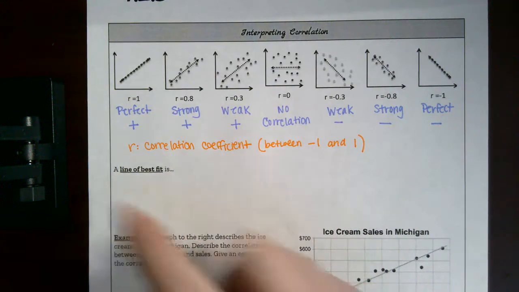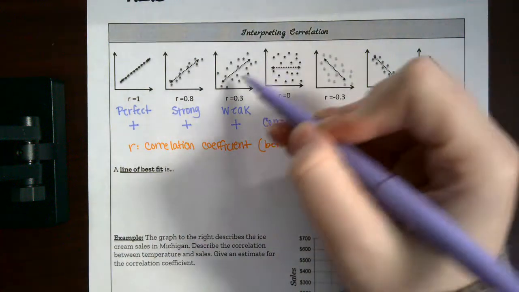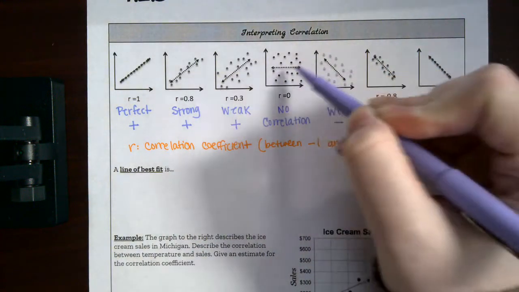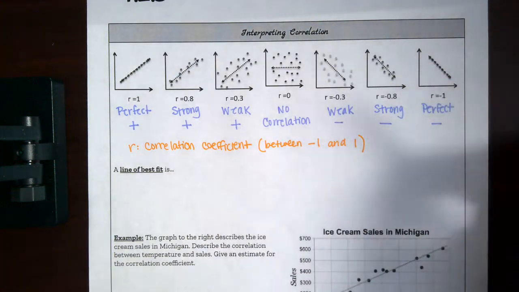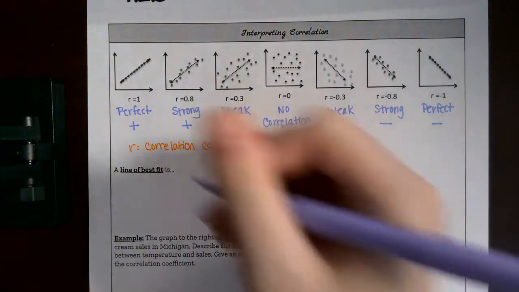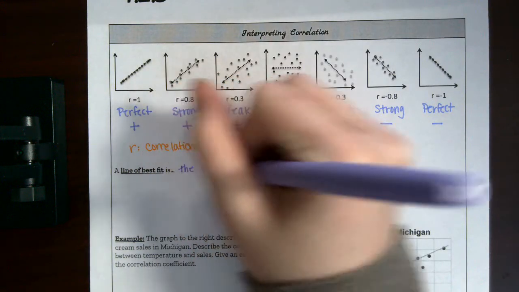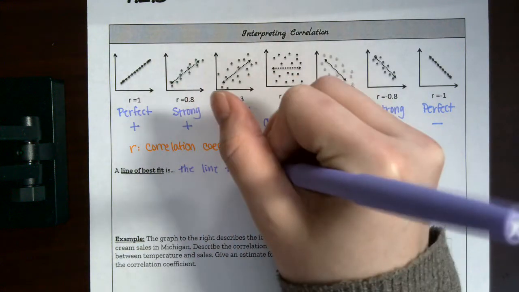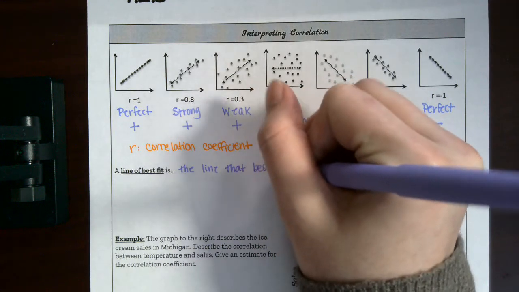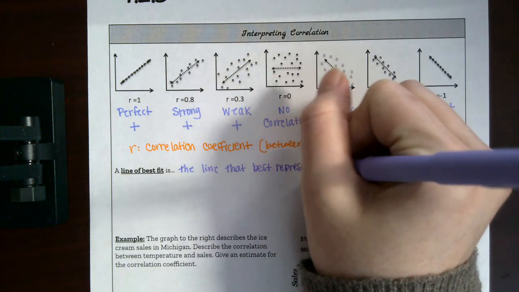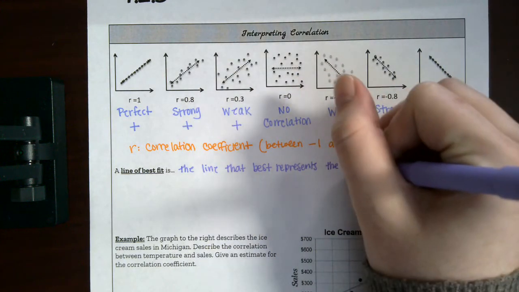The other thing we need to know is a line of best fit. And the line of best fit are like these lines in between the dots that estimate the graph. So line of best fit is the line that best represents the trend of the data.